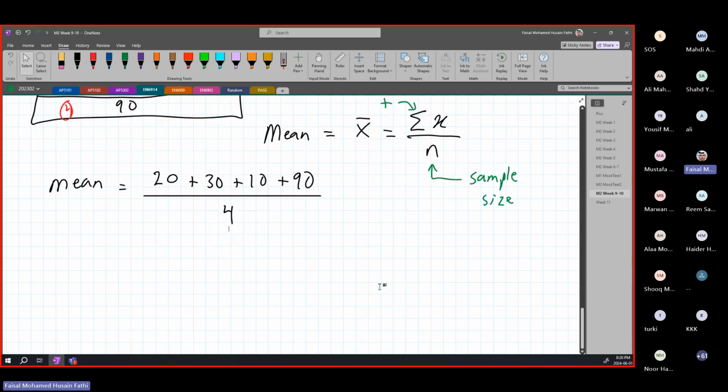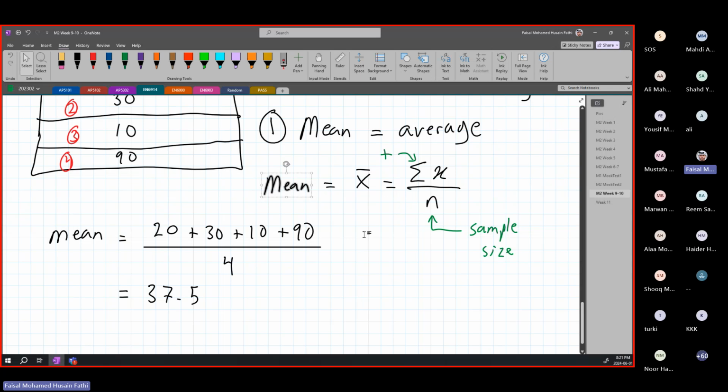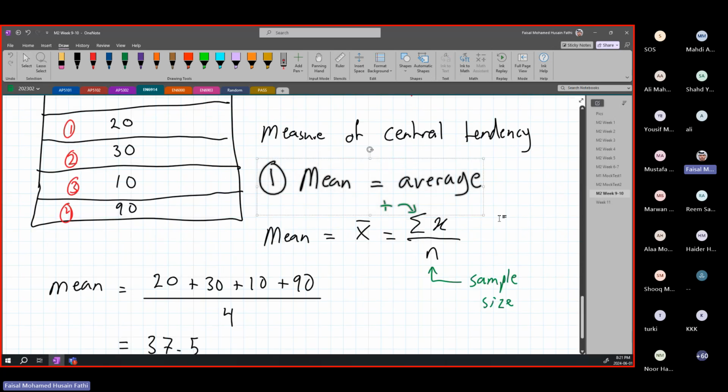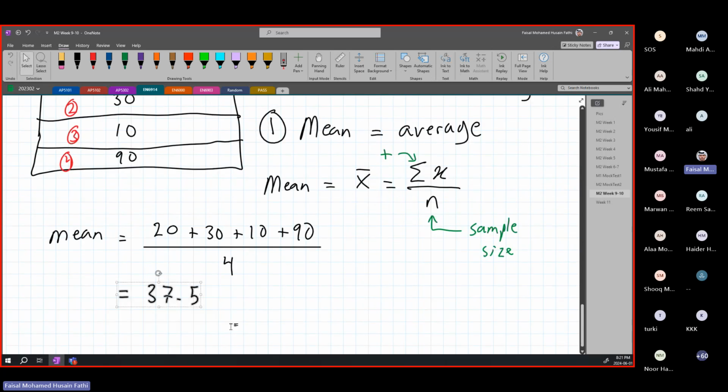All right. So we put this into the calculator. 20 plus 30 plus 10 plus 90 divided by 4. Class average is 37.5. So this is the average of the class. Okay? This is known also as the mean. So this is one of the measures of central tendency, so we get a good idea of what the average of everyone is after all the grades have been calculated.